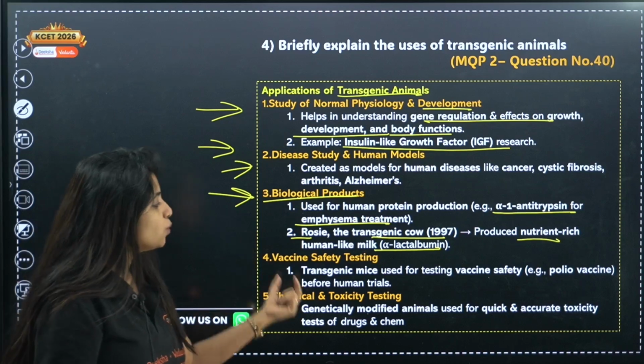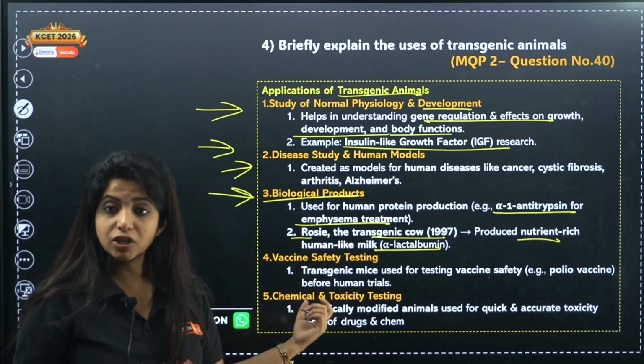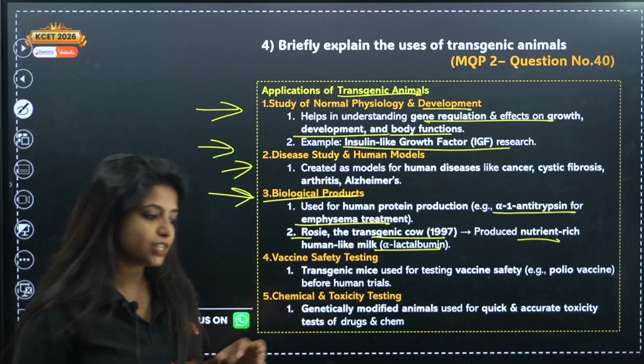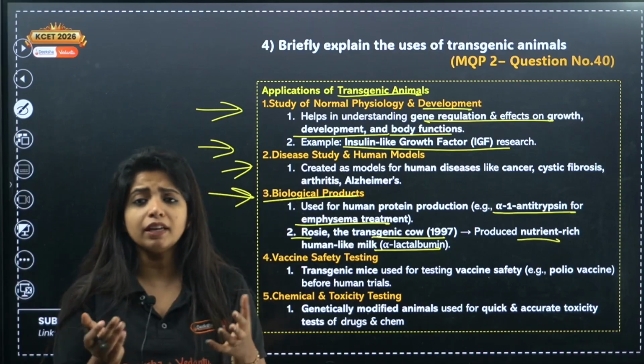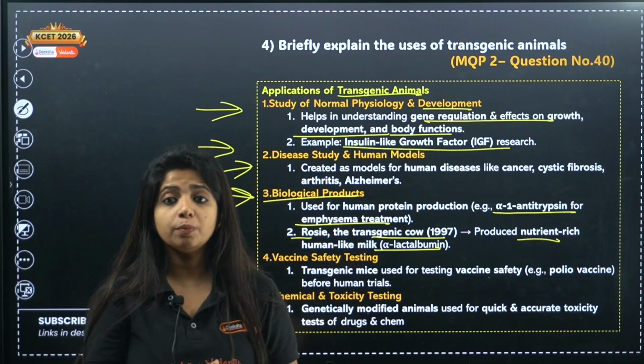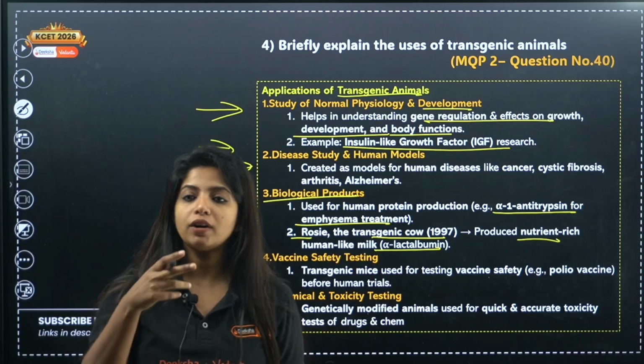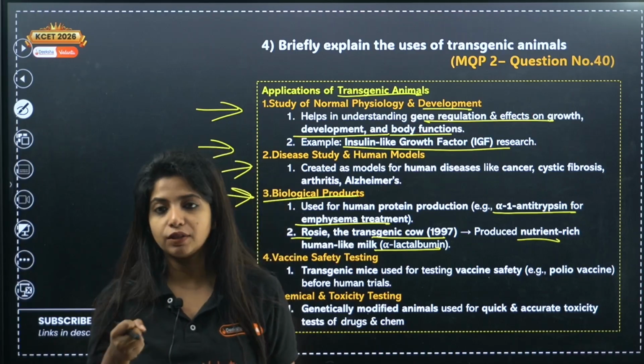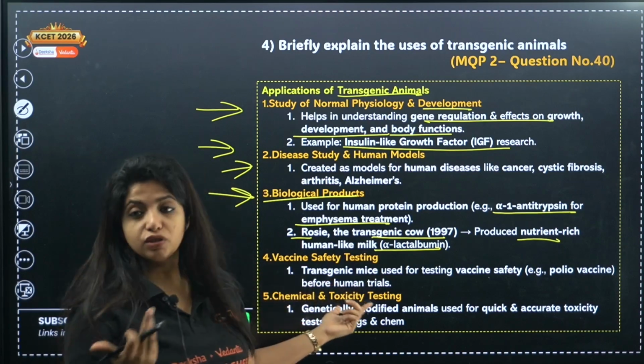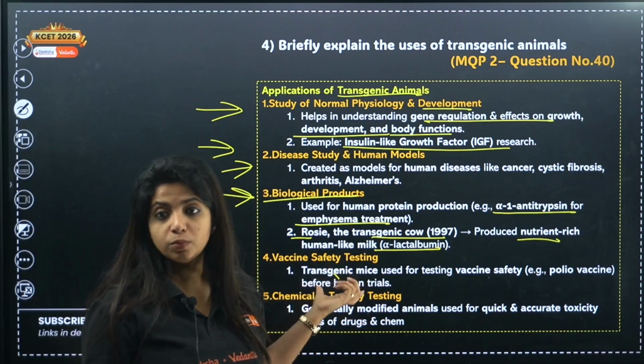Now the fourth one is vaccine safety testing. Transgenic mice. Suppose for vaccine safety testing, I do not know how a vaccine reacts if it is directly put inside a human being. So basically a transgenic mice again is used for testing the vaccine safety. For example, polio vaccine was used on animals before the human trials.